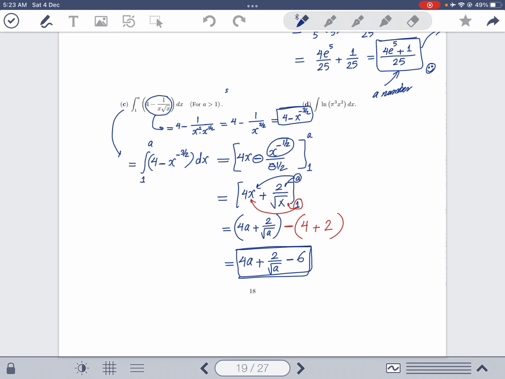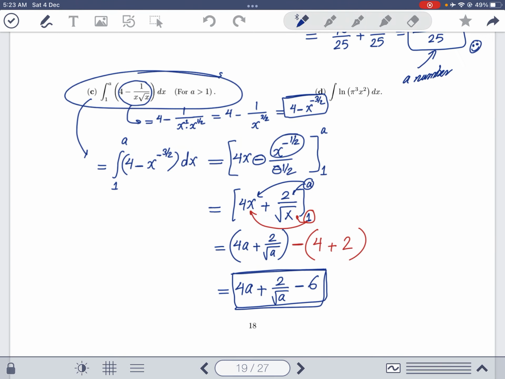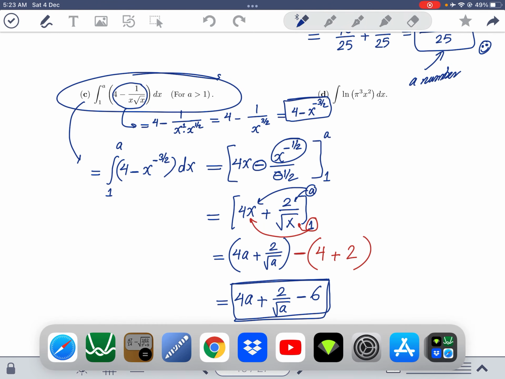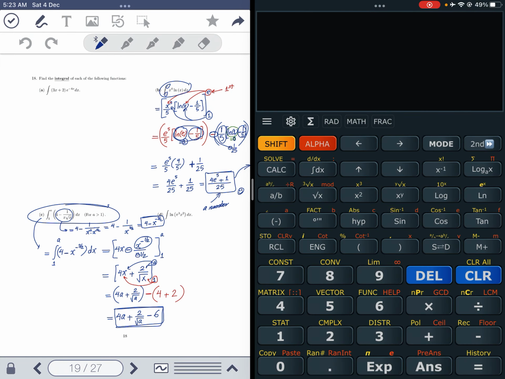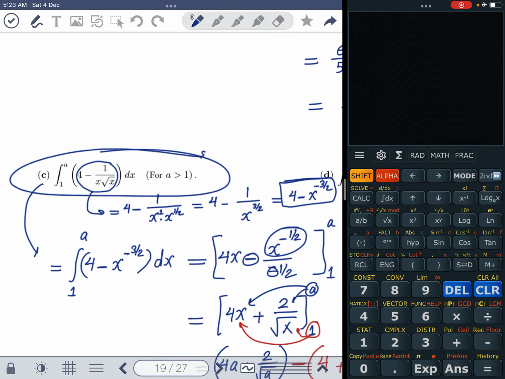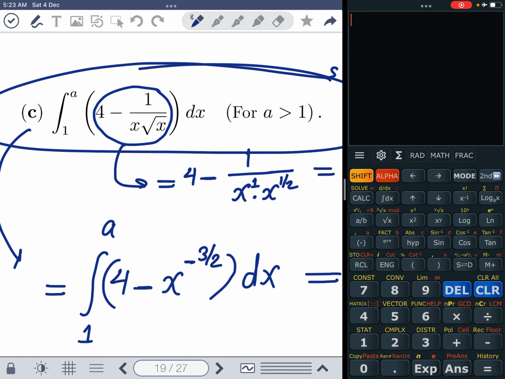this is the integral. Let's check. Actually, this calculator can also enable you to check your answer for this one. So I'm going to write the integral as it is. So integral between 1 and a, and so a is here. So you'll put 4 minus 1 over, or even, yeah, I can put it as it's written, 1 over x radical x, or x here to the power 3 over 2.